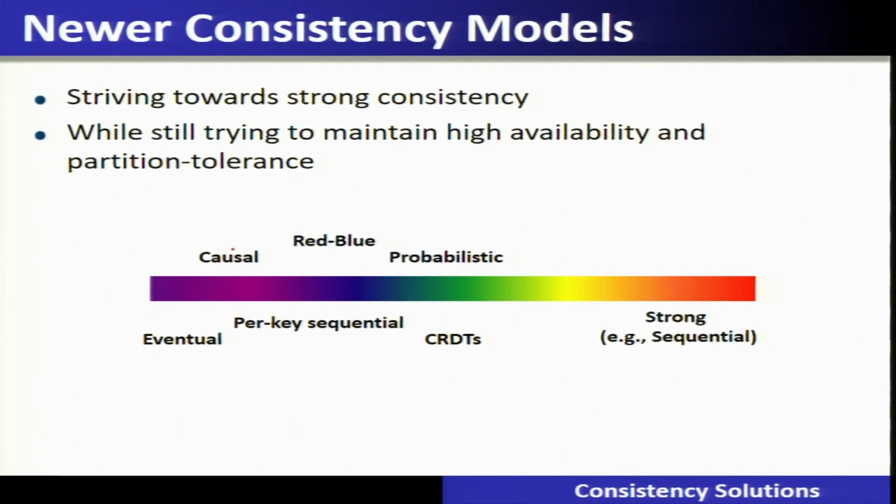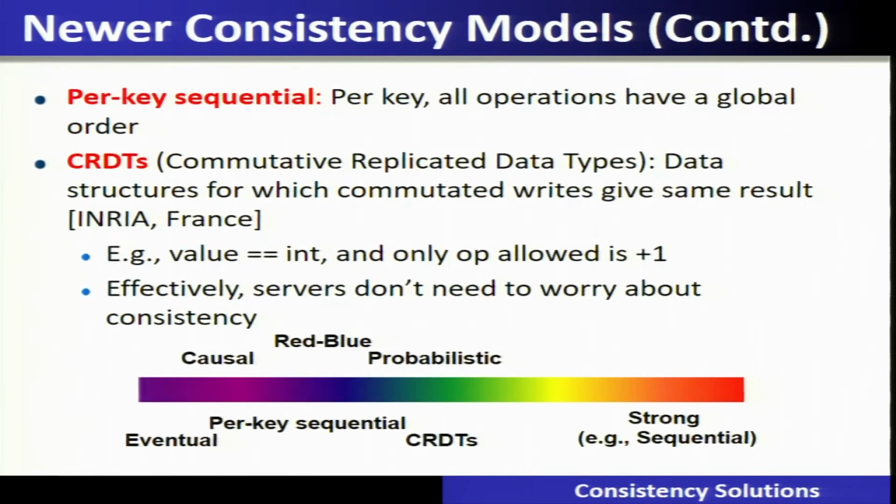Very close to eventual is called causal consistency, then red blue, probabilistic, per key, CRDT. There are many other models available. So, there are many more databases available by different providers. It depends upon the application. So, per key sequential is all the operations have global order.